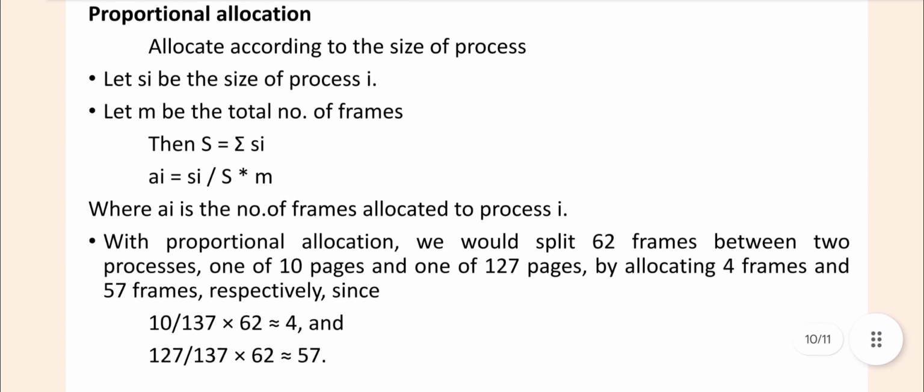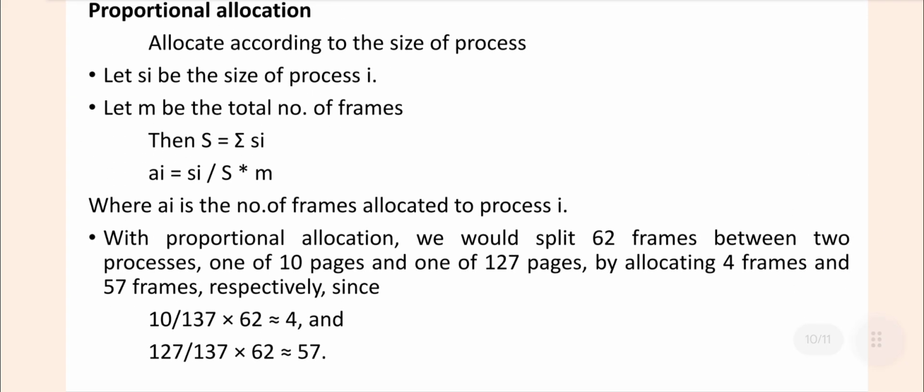The second type is proportional allocation. What do you mean by proportional allocation? In proportional allocation, frames are allocated proportionally based on the size of each process. Here, based on the size of each process, the frames are allocated. Consider, let Si be the size of process i. Let M be the total number of frames.